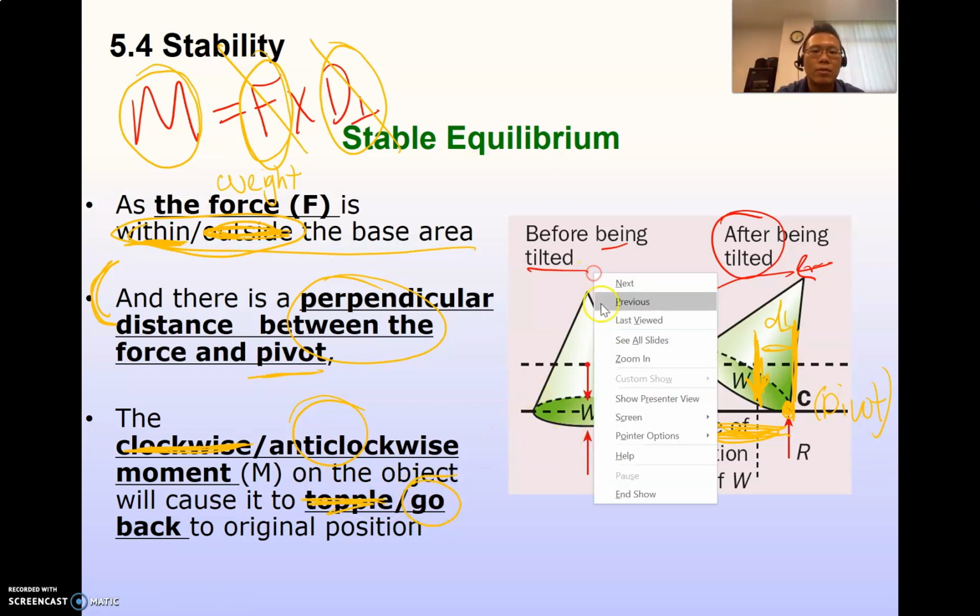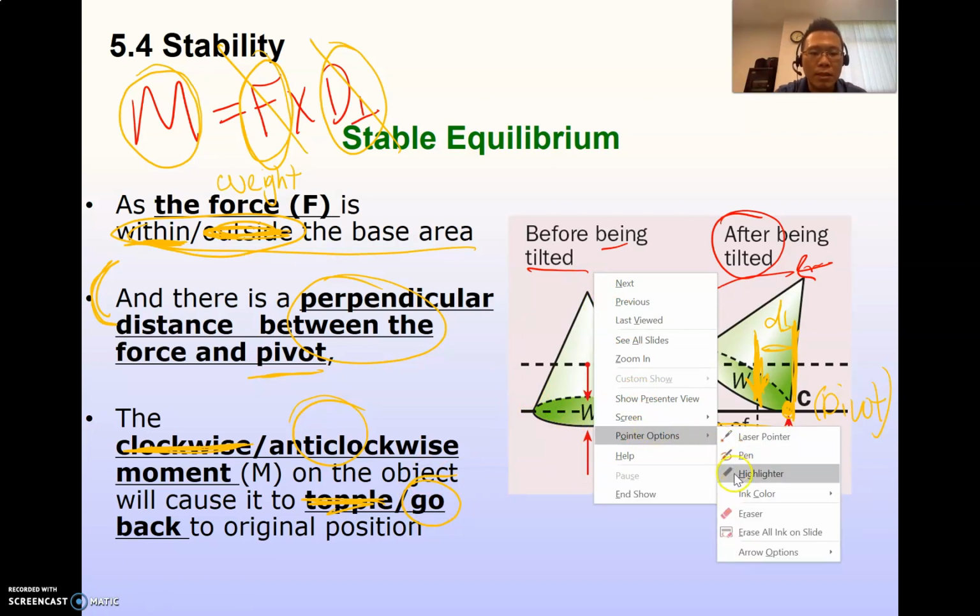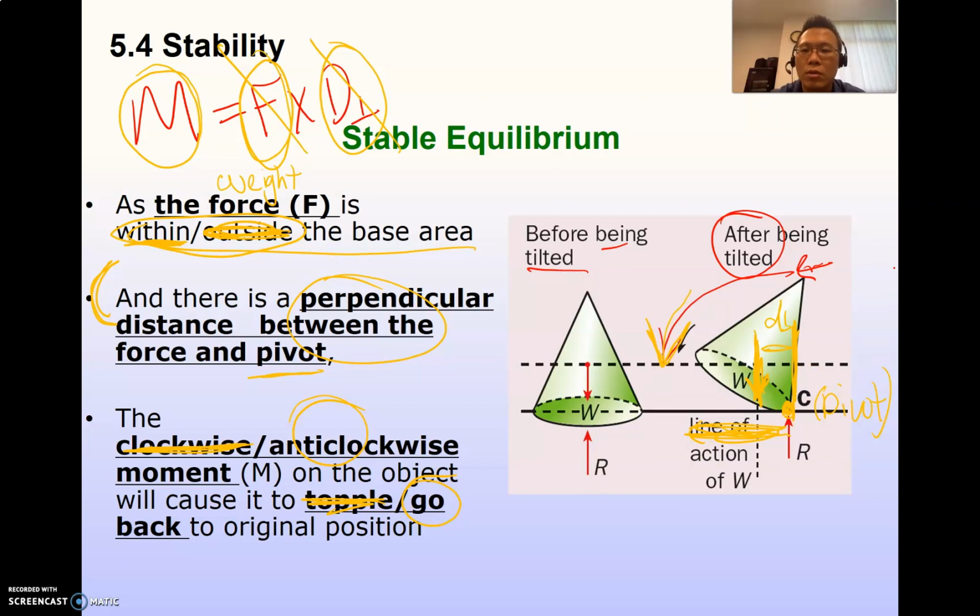So if you look at the keywords that we are looking at for this particular answer, you will look something like this. The students will need to write the keywords in this way. He or she will need to identify the force, the location of the force, in this case within the base area, followed by telling the marker that there is a perpendicular distance, followed by identifying the correct moments, in this case the anti-clockwise moments, and the correct outcome, which is going back or returning back to the original position, which follows the formula moment equals F times d.